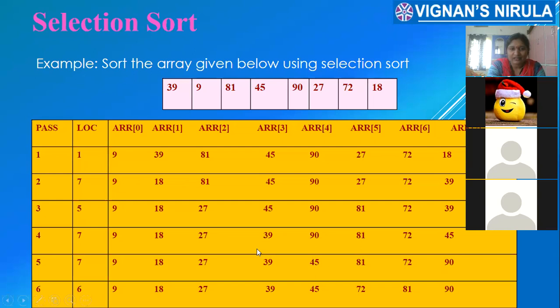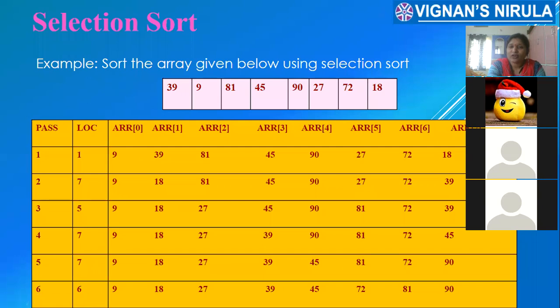What is the next element? 45. 45 is less than 81? Yes, ma'am. Now the smallest becomes 45. Location becomes 3. What is the next element? 90. 90 is less than 45? No, ma'am. Next, 27 is less than 45? Yes, ma'am. Now what is your smallest?